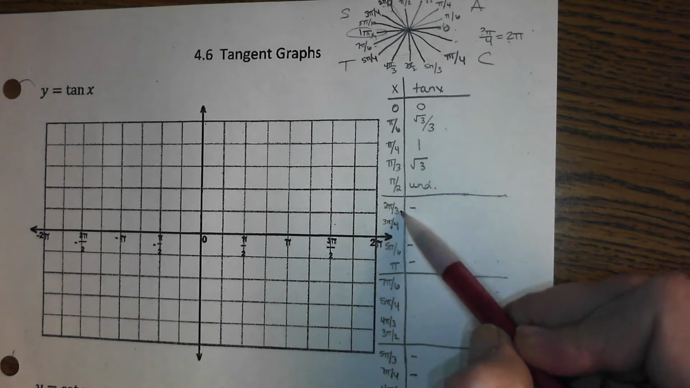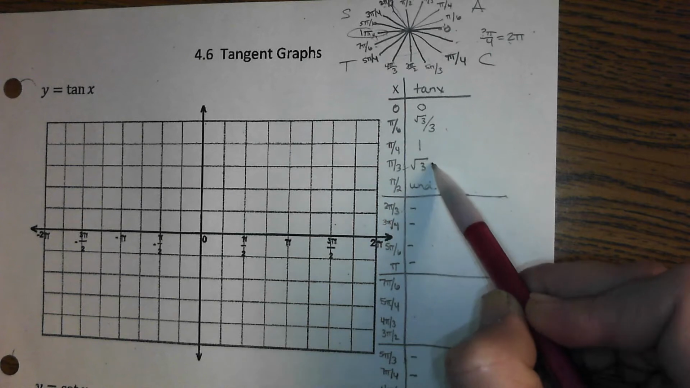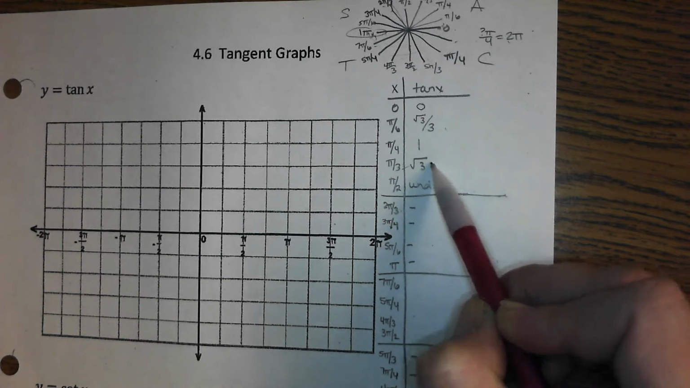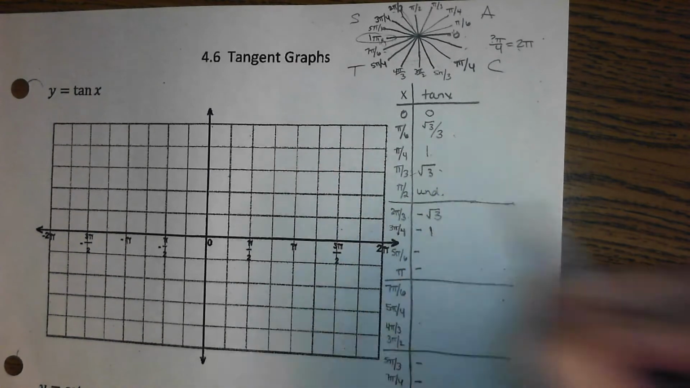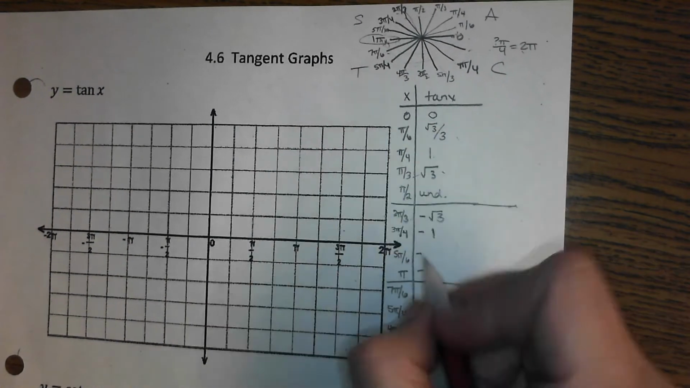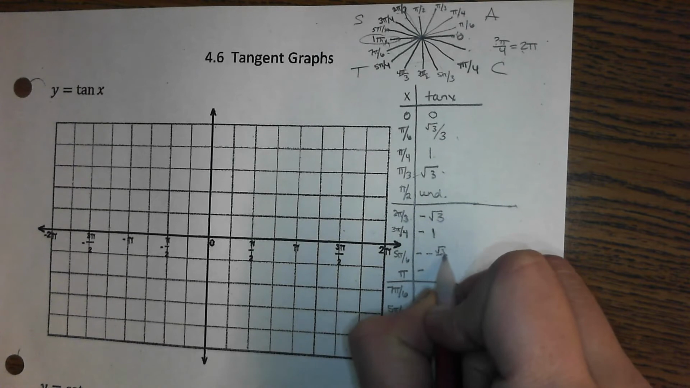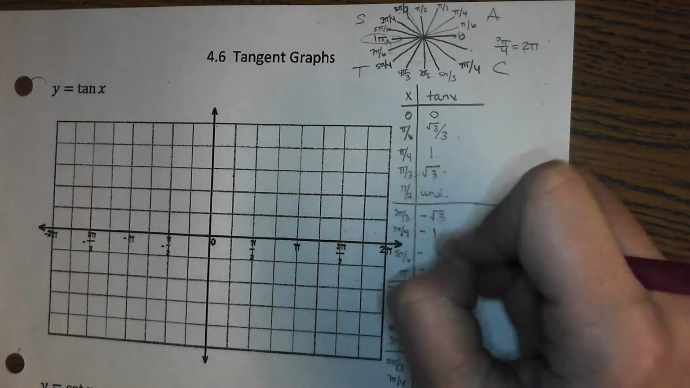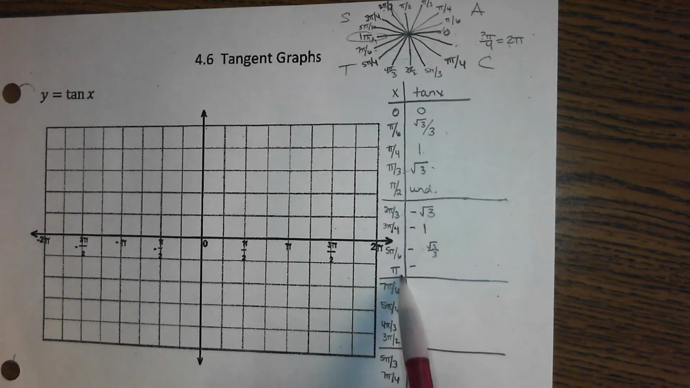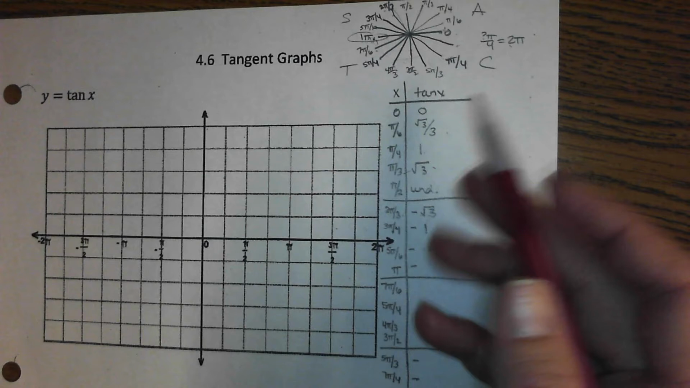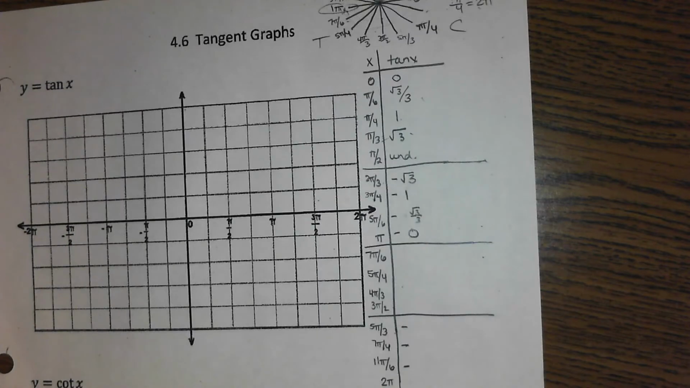So the 2 pi over 3 is going to just be the pi over 3 value, radical 3, but just with a negative. 3 pi over 4 is just going to be negative 1. 5 pi over 6 is just going to be negative root 3 over 3. And pi has a reference angle of 0, so it's just going to follow the tan of 0, which is 0. Didn't really need the negative sign on that.